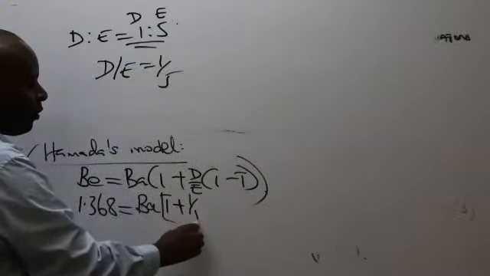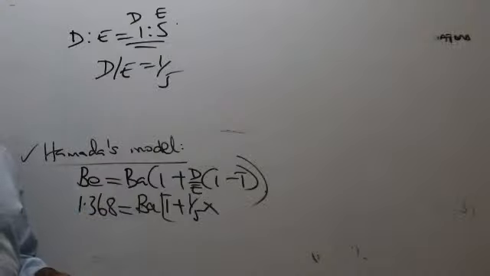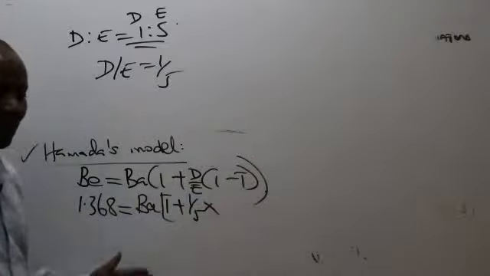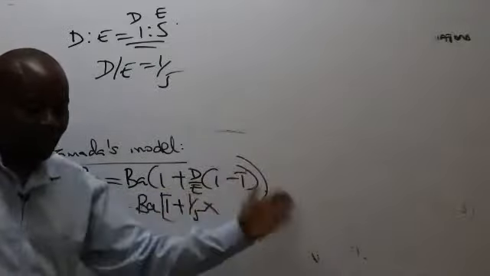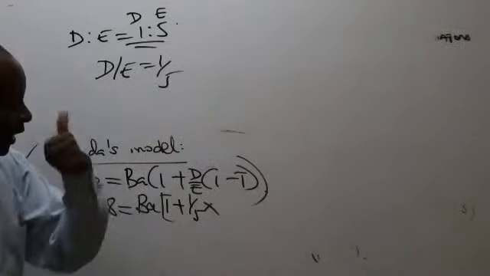So here it will be 1/5 times. Have they given me the tax rate, ladies and gentlemen? Tax rate. What did they say, Abdi? 30%. So then what is 1 minus 30%? 70%, which is the same as 0.7.